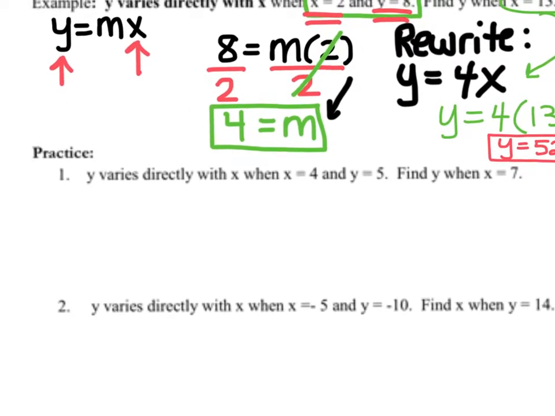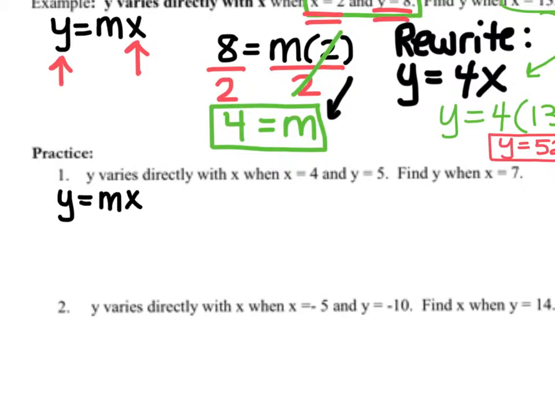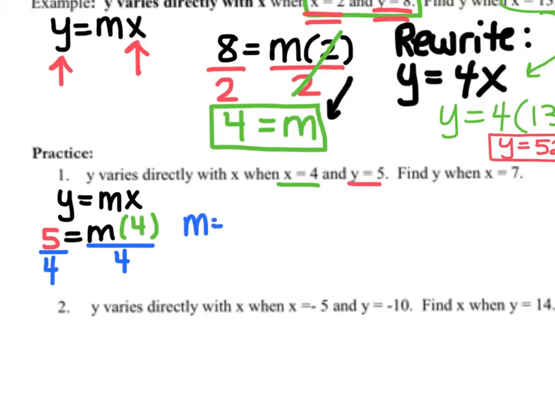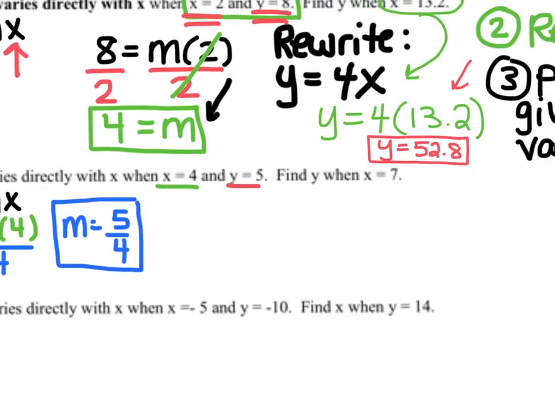Y varies directly with x when x is 4 and y is 5. Let's pause right there. We write down our equation, y equals mx. We plug in x is 4. We plug in y is 5. Perfect. Now we have to solve for m. So we need to get m by itself. It's m times 4. So we're going to undo that and divide both sides by 4. Now we get a fraction here. Don't freak out. That is normal. We're going to rewrite our equation with the m. This is step 2. So y equals, write down your new slope, 5 over 4 times x.